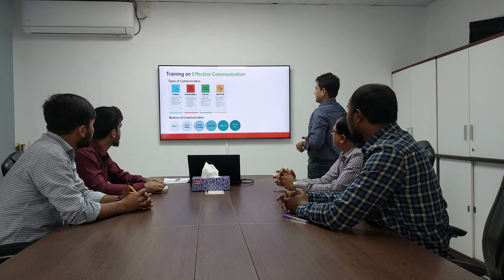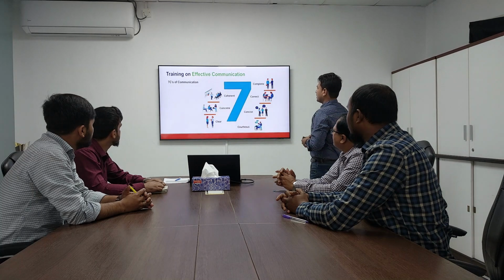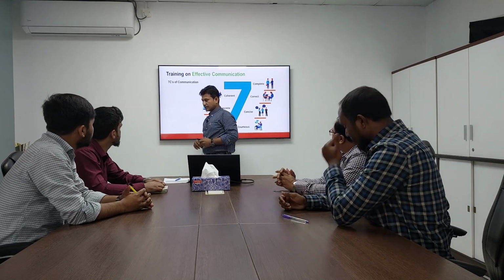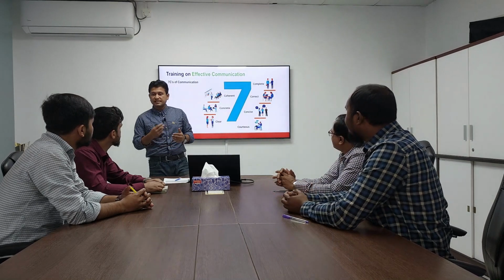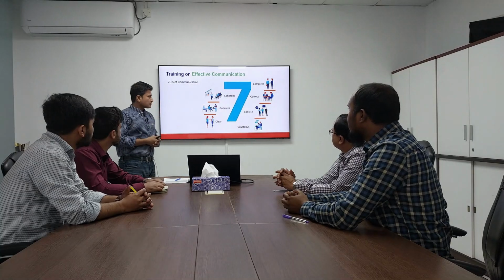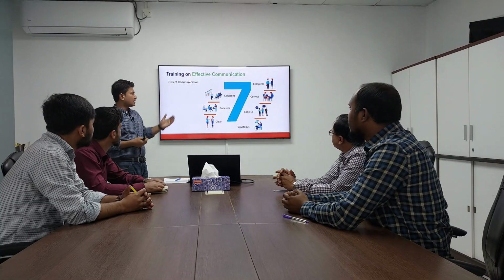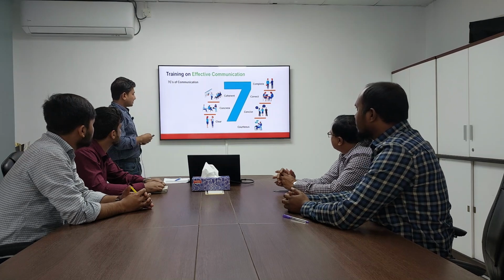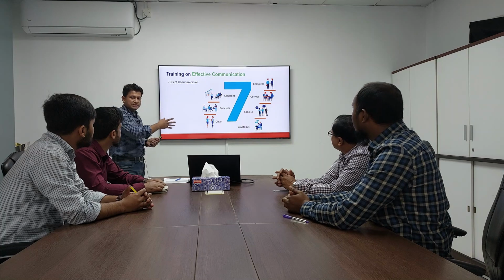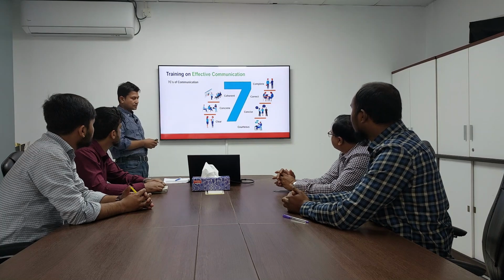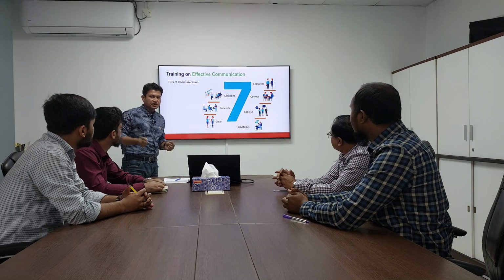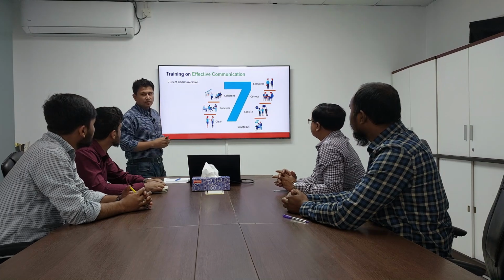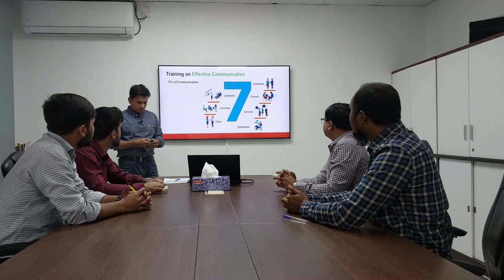And the next is the 7 C's of communication. This is very important. Whenever we are conducting communication, we are passing a message to the receiver. So these 7 C's are very important. The message should be complete, concise, and so on. By considering the 7 C's of communication, we can easily communicate so that the receiver gets the complete and right message that I want to send.